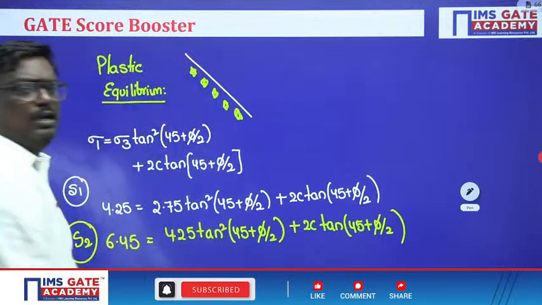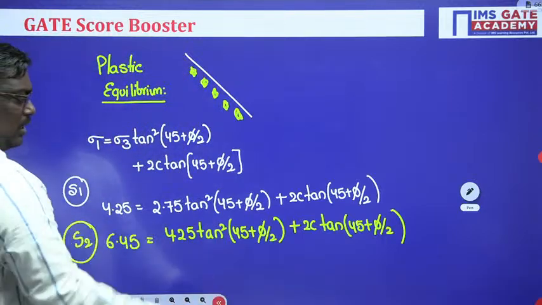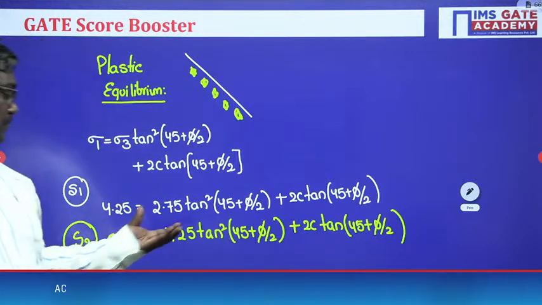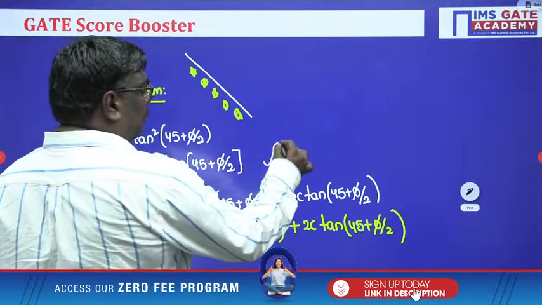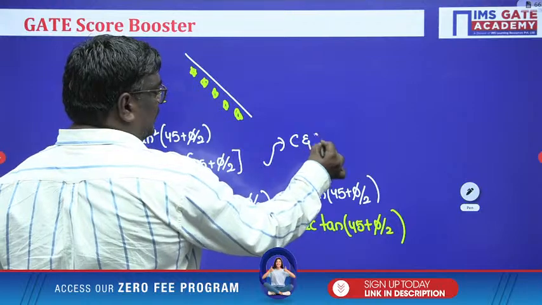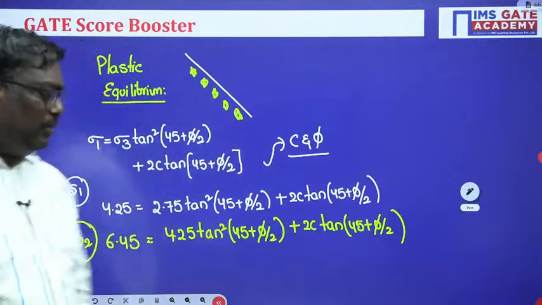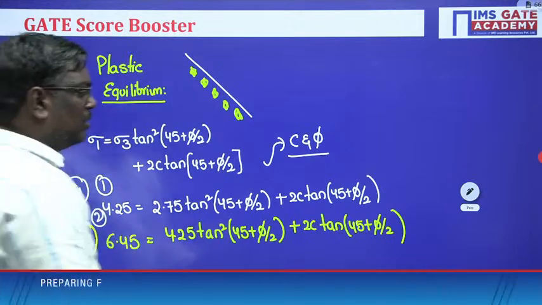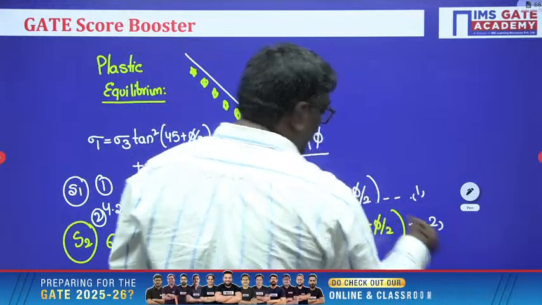Now see, students, it is quite a simple question. We have two unknowns. What are the two unknowns? One is c and the other one is phi. How many equations do you have? You have equation 1 and equation 2. So two unknowns, two equations, so easily you can solve them.